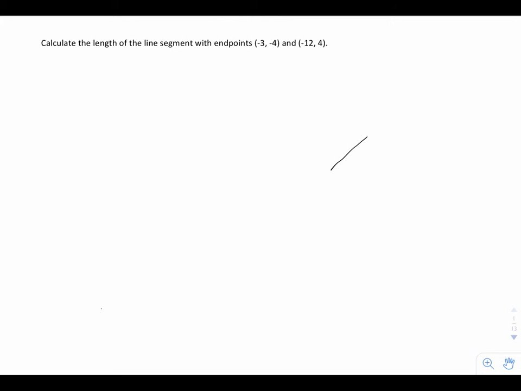So we are given here a question that asks us to calculate the length of a line segment given two endpoints, one being -3, -4, and one being -12, 4. So to aid in my understanding, I'm going to draw a simple picture. I'm going to draw a straight line, and I'm going to label the endpoints given in the question.